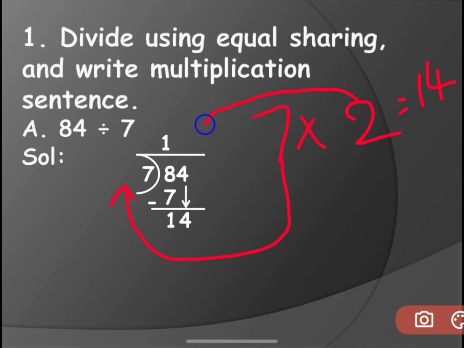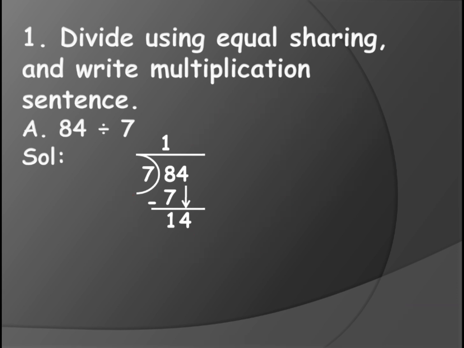So 2 you will write in the quotient, and this 14 you will write here. Okay, now 7 2s are 14. Now what do we have to do? Do we do addition? No, subtraction, isn't it? So we have to do subtraction. Now 14 minus 14 will be 0, isn't it, children?